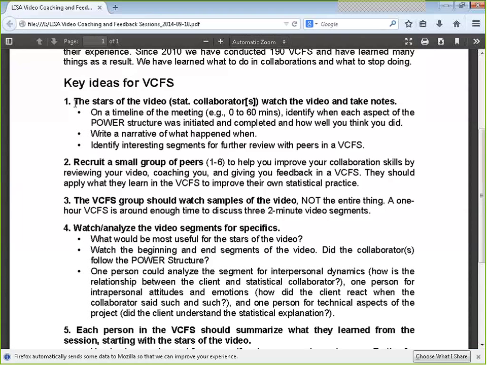Key ideas are that the stars of the video, who I call the statistical collaborators, these are the statisticians, watch the video and then take notes about what they see. And there are different things that you could do for the notes. So three possibilities are to actually make a timeline of your meeting, start from 0 to 60 minutes, and then identify when each aspect of the power structure happened.